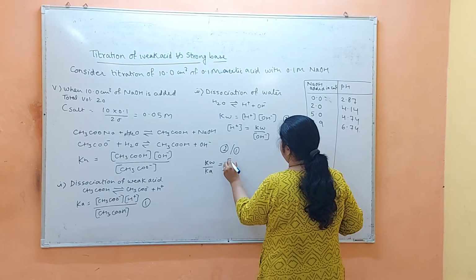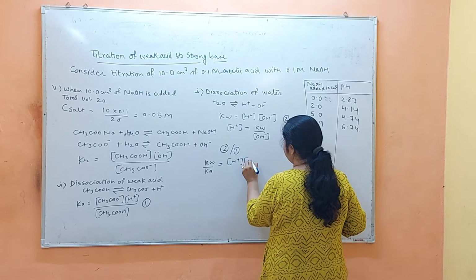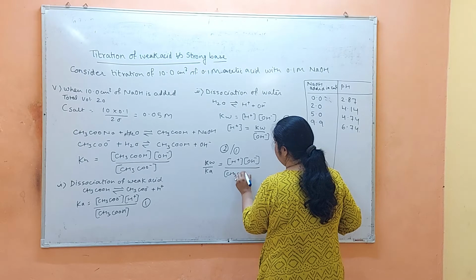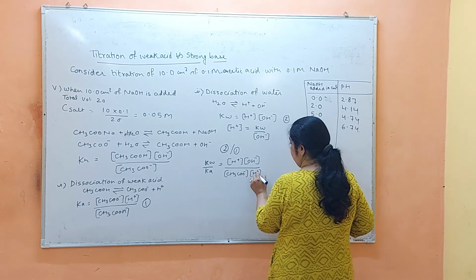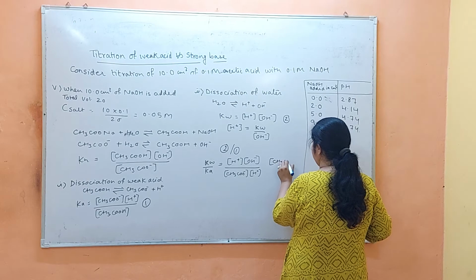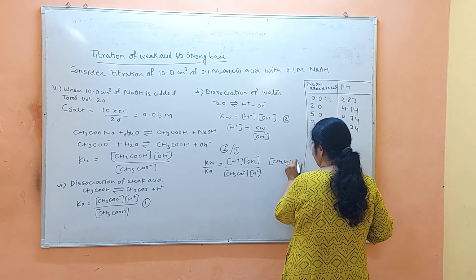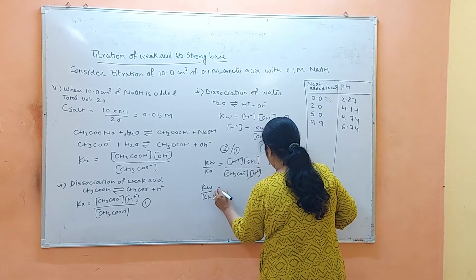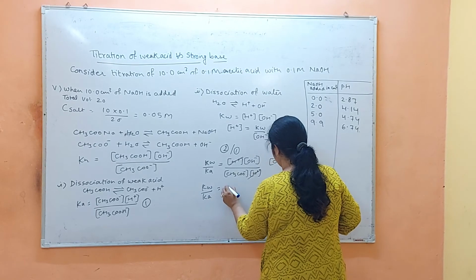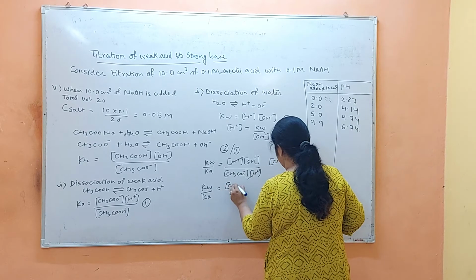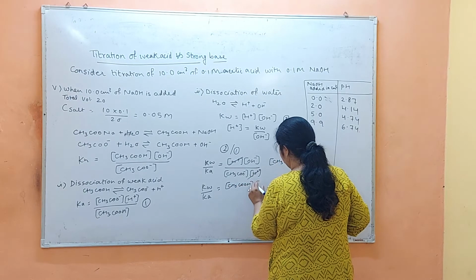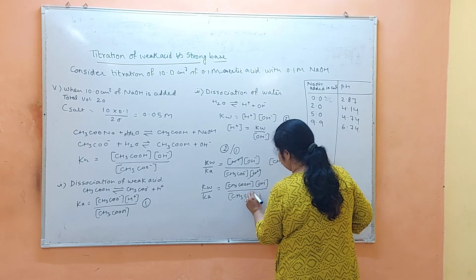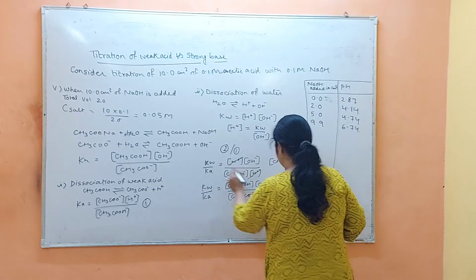Is equal to, Kw is what? H+ into OH− upon CH3COO− into H+ into CH3COOH. So this H+ will get cancelled. Kw upon Ka will be equal to CH3COOH into OH− upon CH3COO−, which is nothing but equal to KH.